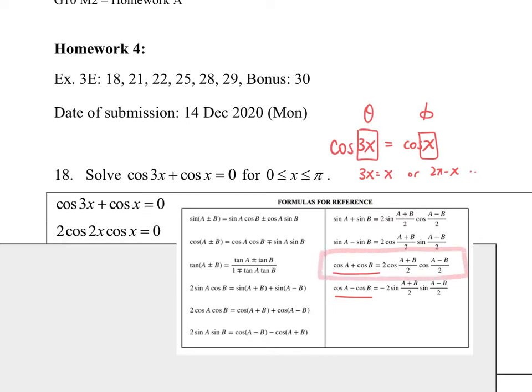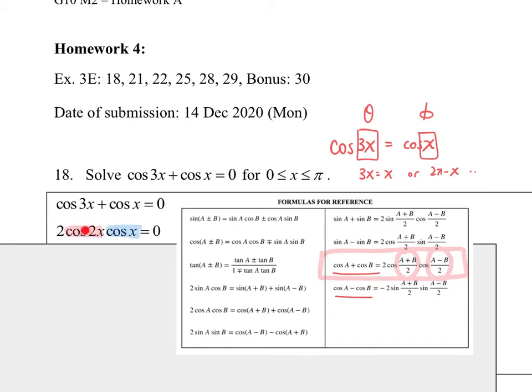Okay, you can apply a equals 3x and then b equals x, and you get the corresponding products, corresponding factors. All right, so you have to develop a sense that after you have sum to products, then the final expression will have a plus b over 2. It's just like the mean of the two things, the average. And the next one is the difference over 2.